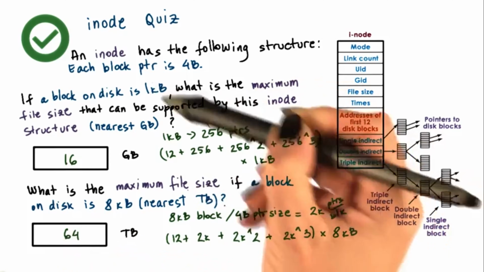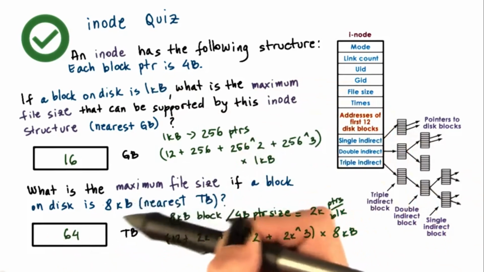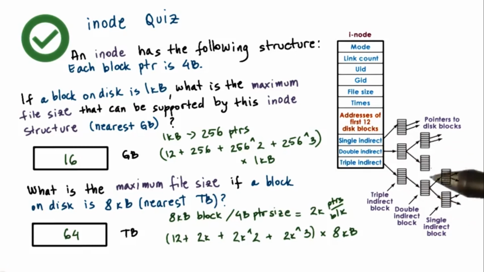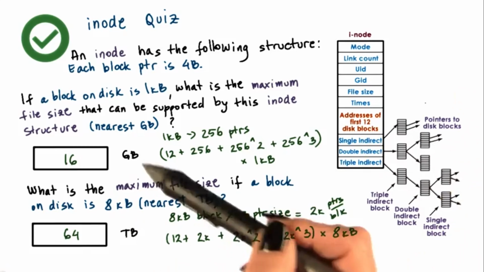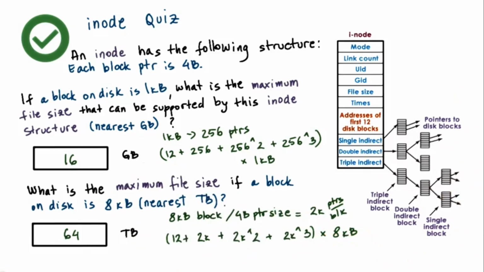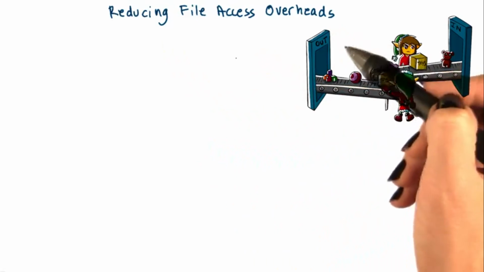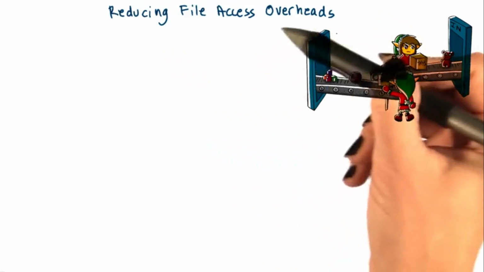So although we've only increased the block size from 1 kilobyte to 8 kilobytes, because of this nonlinear data structure that's used to address the blocks, we're able to achieve much larger file sizes that can be supported by this file system.